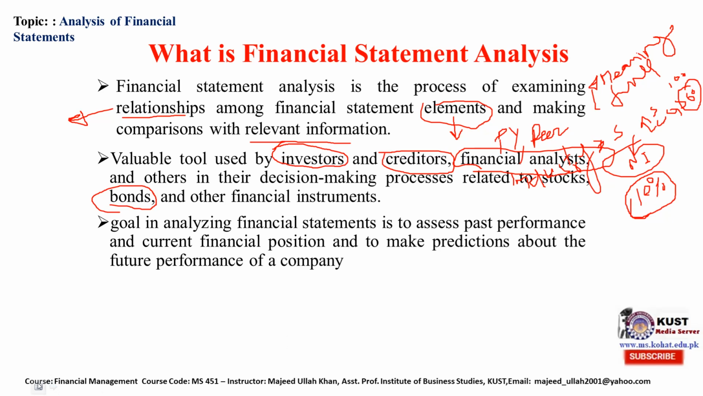What is the goal of financial statement analysis? What is the objective? Financial statement analysis is to assess past performance, because annual reports are made at the end of the fiscal year or financial year, and then current financial position is assessed. Both things, past performance and current financial position, are assessed. Why? To make predictions about the future performance of the company.